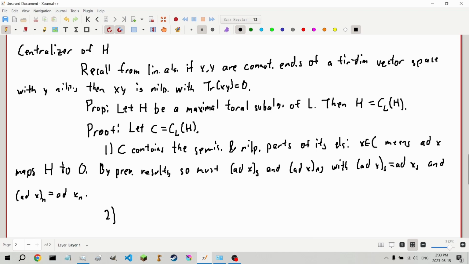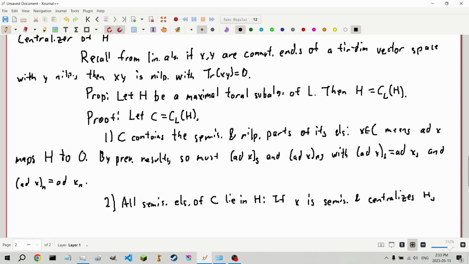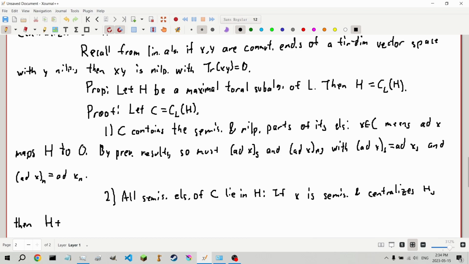Part 2 states that all semi-simple elements of C lie in H. If X is semi-simple and centralizes H, then H plus our base field times X, which is an abelian subalgebra, is toral. And obviously an abelian subalgebra.